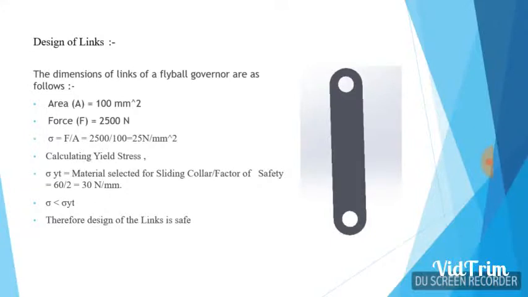Let's have a look at the design of links. The dimensions of the links of a flyball governor are as follows. The area of the links would be 100 millimeter square. Force would be 2500 Newton. Sigma is equal to F upon A, equal to 2500 by 100, equal to 25 Newton per mm square. Calculating the yield stress, sigma yt is equal to the strength of the material selected for the links upon factor of safety, equal to 60 by 2, equal to 30 Newton per millimeter square. Sigma is less than sigma yt, therefore the design of the links is safe.